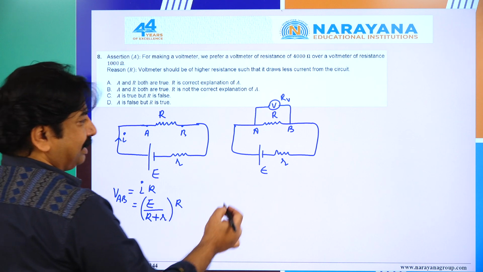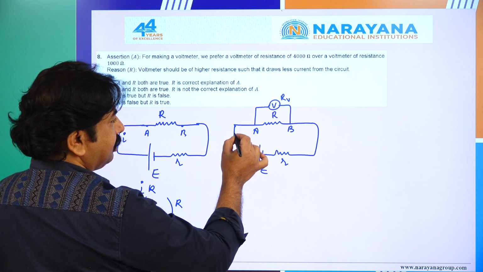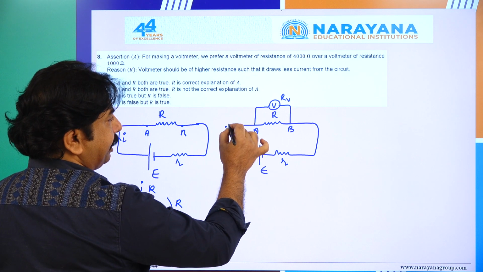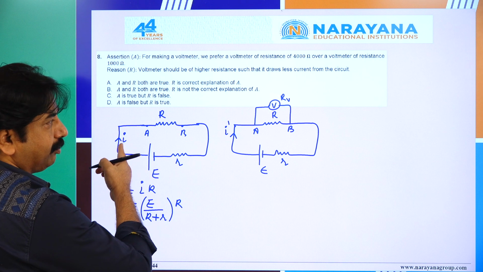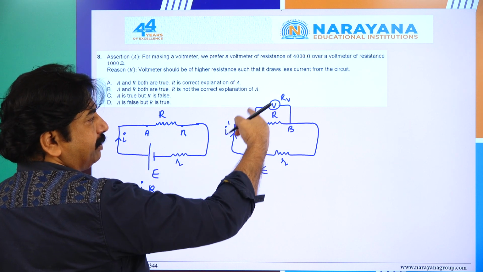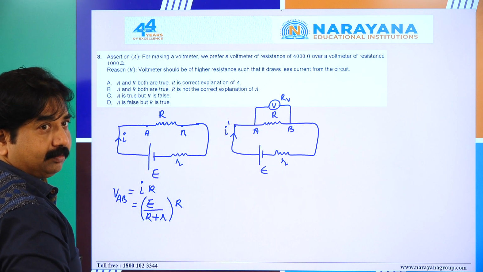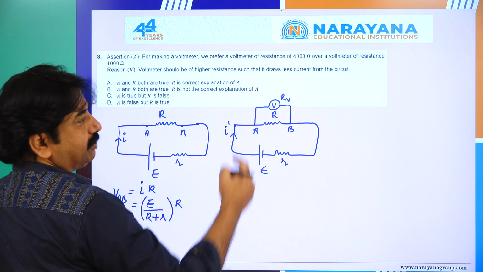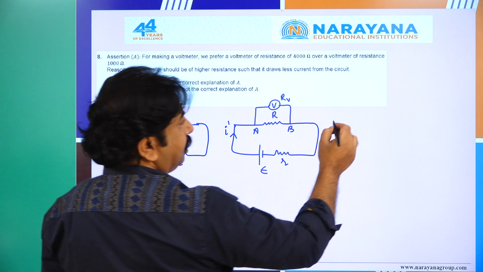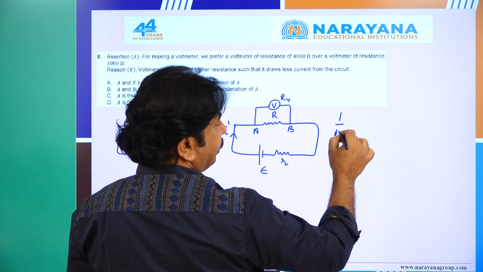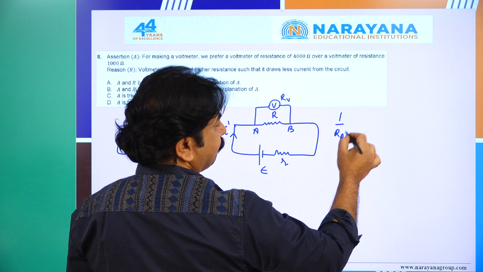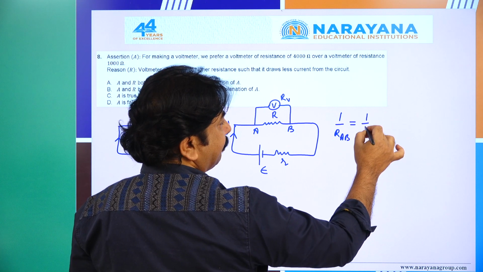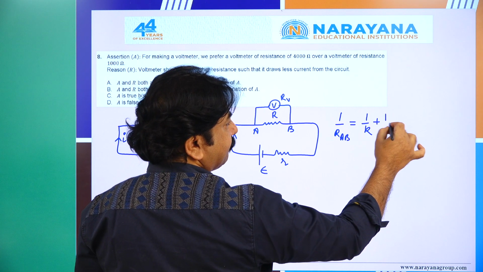But here you can observe in the same case, now the current I dash differs from this one. Why? The effective resistance between A and B is the variable. Earlier the effective resistance between A and B was only R. Here, due to this, it is a variable. Now 1 by RAB is equal to 1 by R plus 1 by RV.